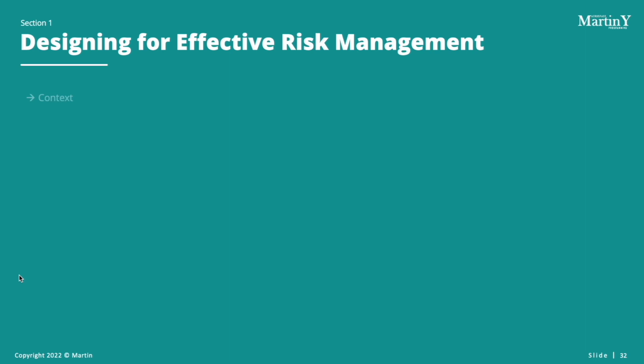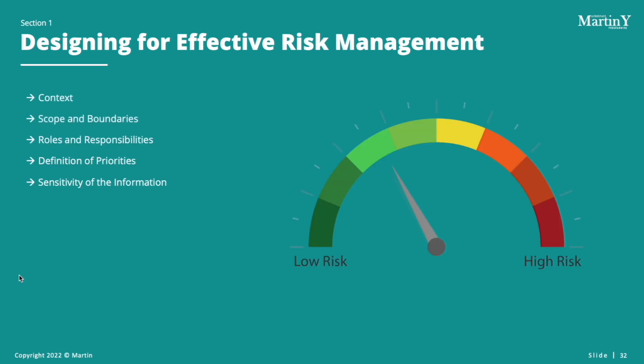So that were, guys, all the 5 aspects for designing an effective risk management: context, scope and boundaries, roles and responsibilities, definition of priorities, and sensitivity of the information. You should follow those one by one, and you should meet the previous one that I mentioned before moving to the next.